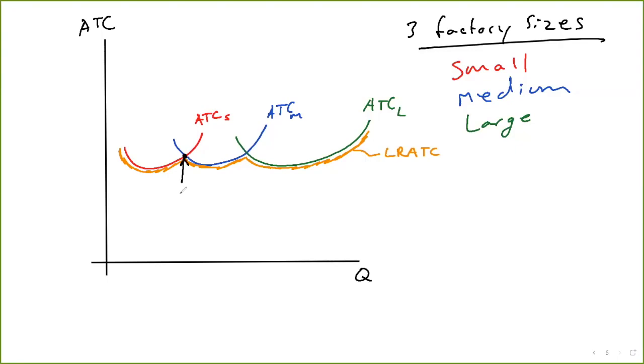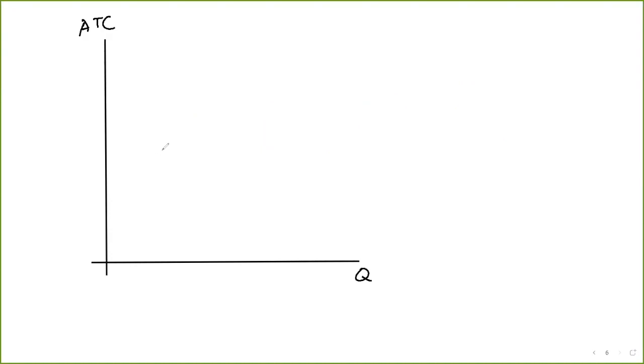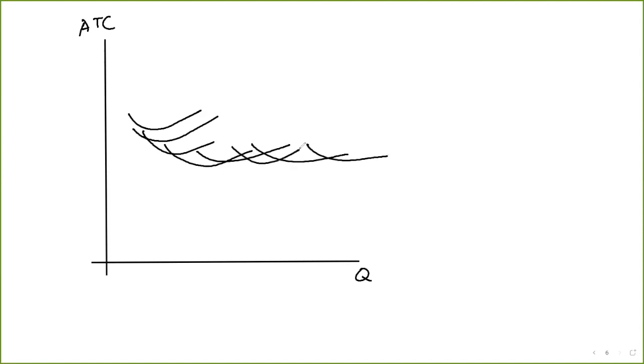When we get to this point, we switch to medium, and then we use the medium factory until we get to this point, and then switch to large. So in the real world, there's not just 3 factory sizes. There's lots of factory sizes. And so you might get a bunch of different cost curves that look like something like this.